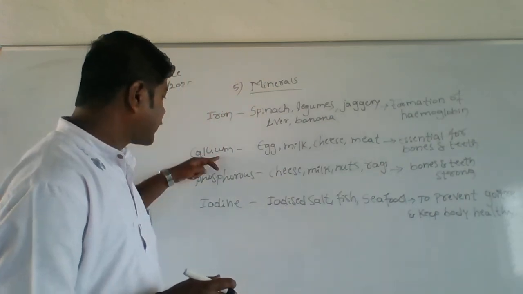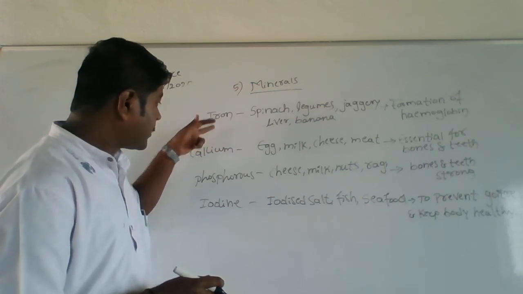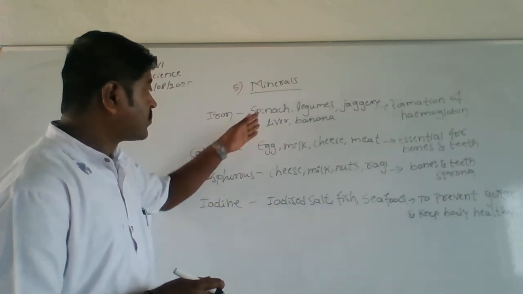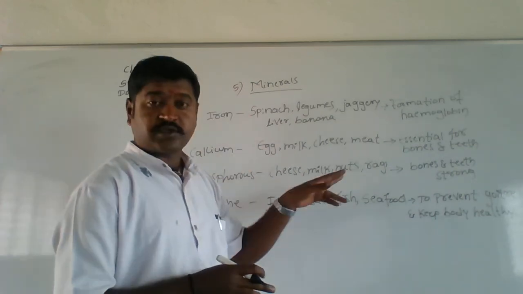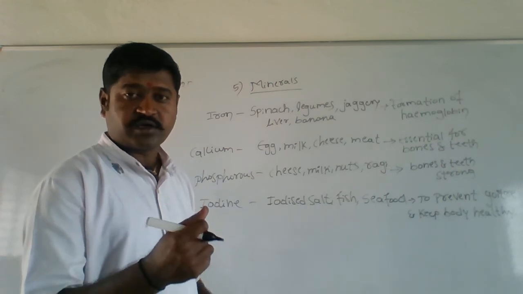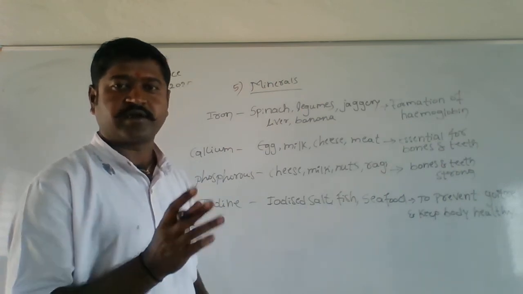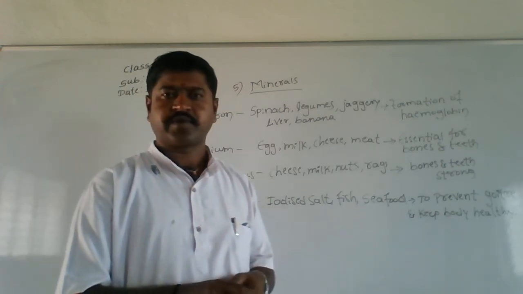So the minerals are iron, calcium, phosphorus and iodine. Where we are going to get iron, calcium, phosphorus and iodine is from the sources of food which are given, right? And what those minerals are doing is also given. So the functions and the sources of these minerals. I think it's clear, right?